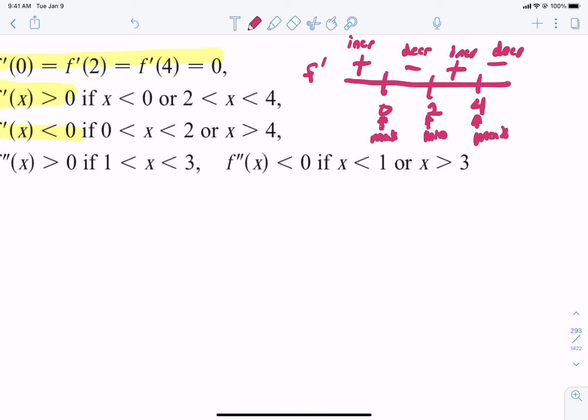Okay, so we had zeros at 0, 2, and 4. We put the information about the negatives and the positives into a plus or minus chart, and then analyzed what that means. So it's going to be increasing, decreasing, increasing, decreasing. So 0 is a max, 2 is a min, 4 is a max.